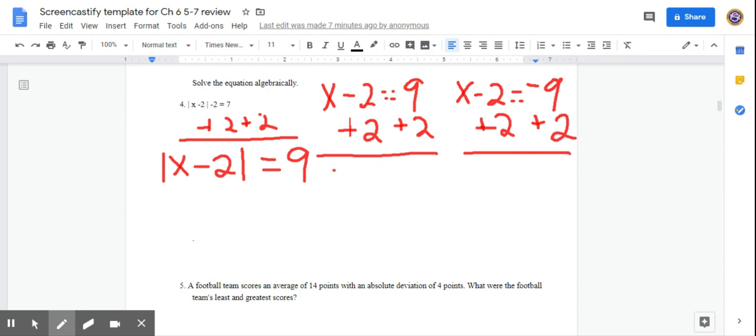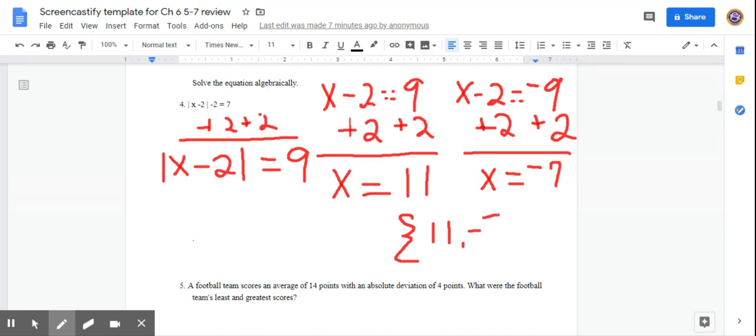So now we have x equals 9 plus 2, which is 11. And x equals negative 9 plus 2. Subtract, keep the sign of the larger number. So you get 11 and negative 7. Remember, in school I showed you that you could put that in set notation. It would look like this if you put it in set notation. You do not have to do that for the test.